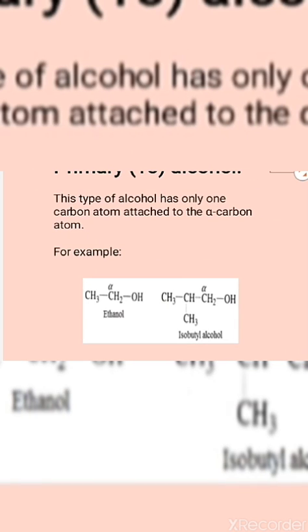Primary alcohols means the hydroxyl group is connected with a primary carbon. Now, what do you mean by primary carbon? Primary carbon is the carbon which is connected to one carbon, or from one side to a carbon. It means the alpha carbon is bonded with another carbon atom from only one side. This is a primary carbon. And if the hydroxyl group is connected with a primary carbon, then these alcohols will be known as primary alcohols.